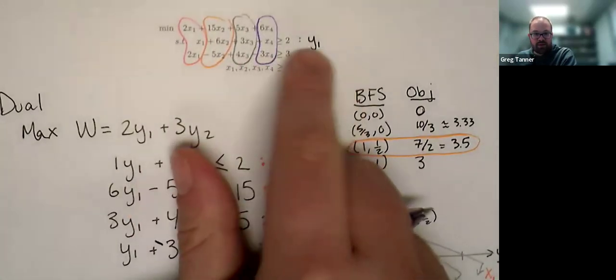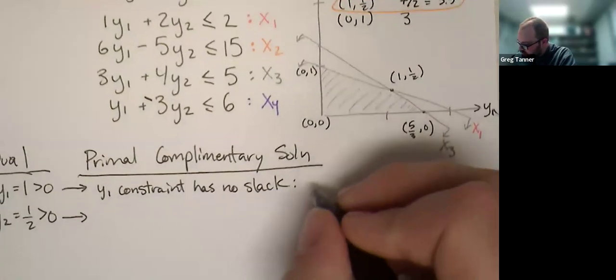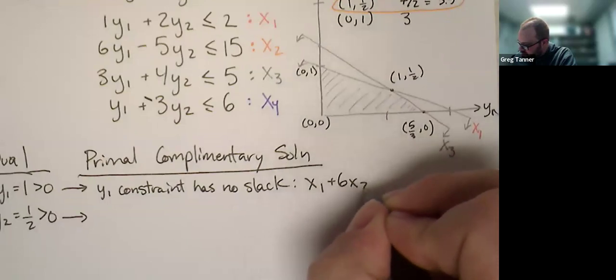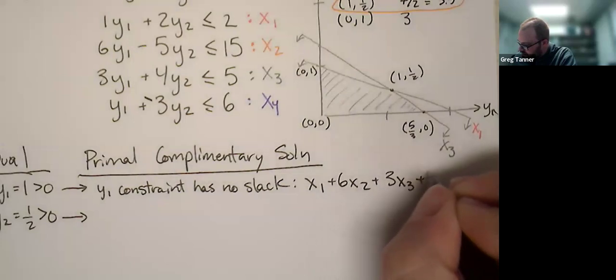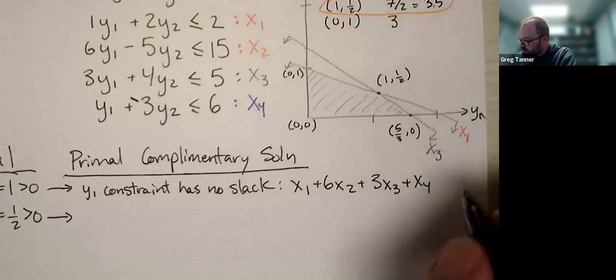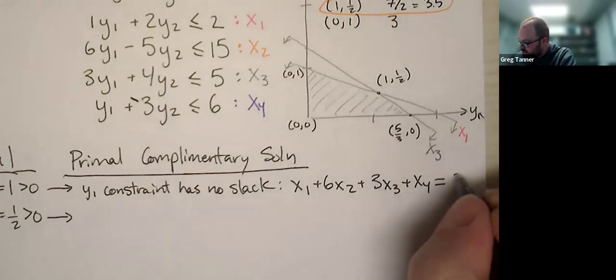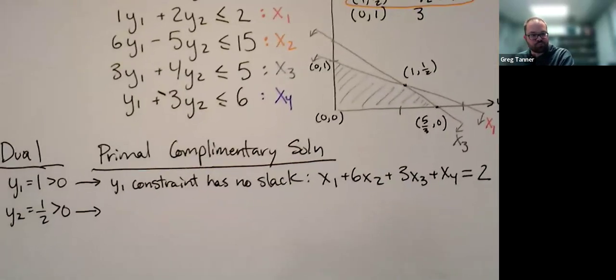That y1 constraint is this first constraint here. And so that tells us that x1 plus 6x2 plus 3x3 plus x4 is not just greater than or equal to 2, it's exactly equal to 2. Okay, so having no slack changes an inequality into an equality.